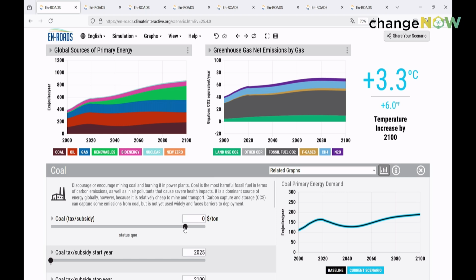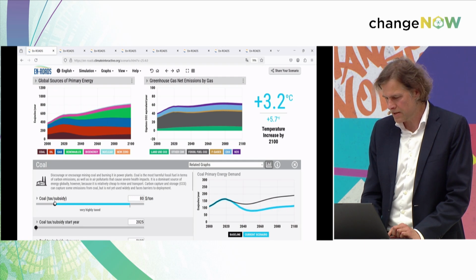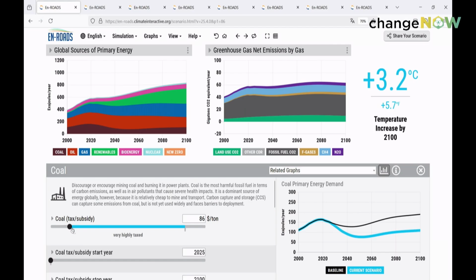So we are disincentivizing coal. I'm moving that slider a little to the left, and you see that we are burning less coal here. You see this on the bottom. There you go. And so we really make it expensive.